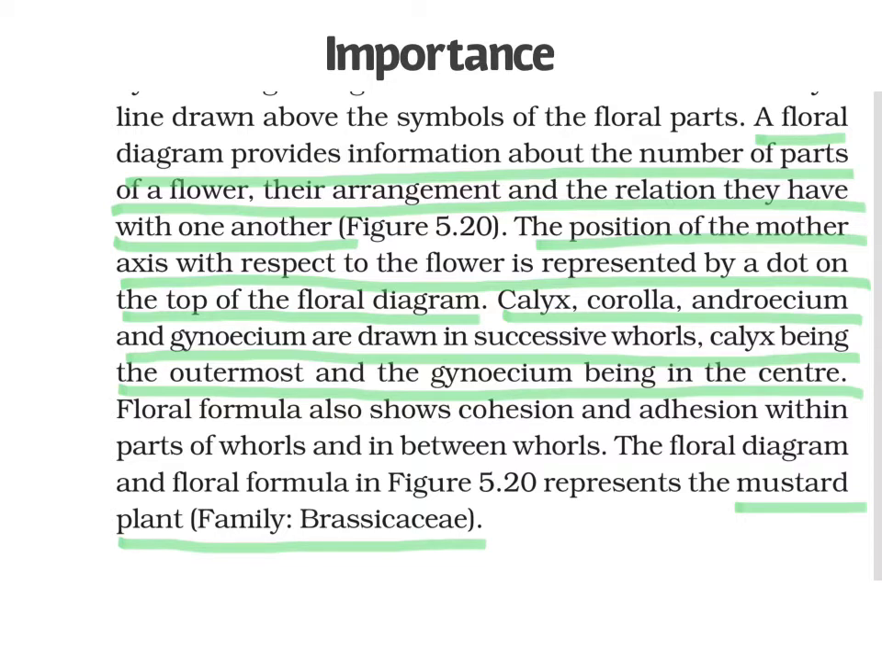Then here is one example. The floral diagram and floral formula represent the mustard plant, which I have shown you earlier, and it belongs to family Brassicaceae. So these two names you have to mention just under the diagram.